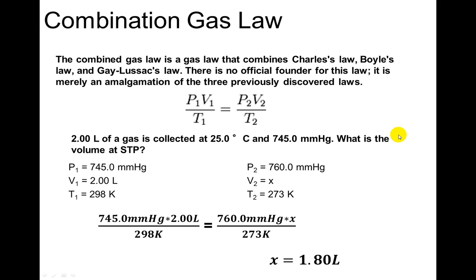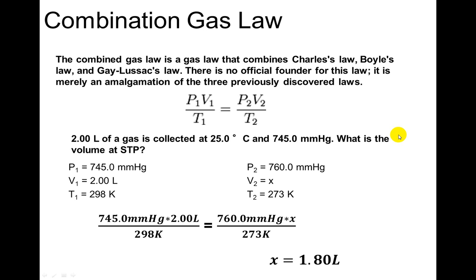All right, the combined gas law is a gas law that combines Charles' law, Boyle's law, and Gay-Lussac's law. There is no official founder of this law. It is merely an amalgamation, you can pronounce that on your own, of the three previously discovered laws. So if I have something that says 2.00 liters of a gas is collected at 25 degrees Celsius and 745.0 millimeters of mercury, what's the volume at STP?